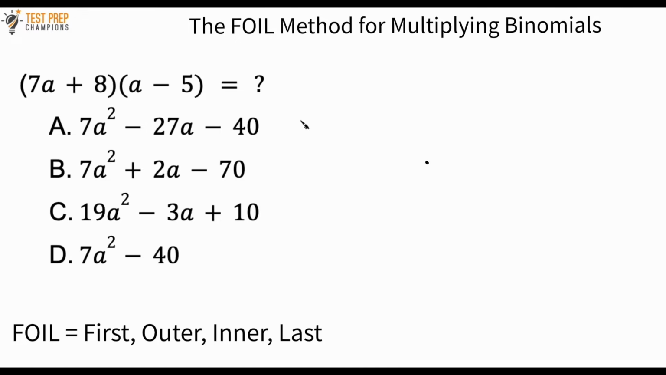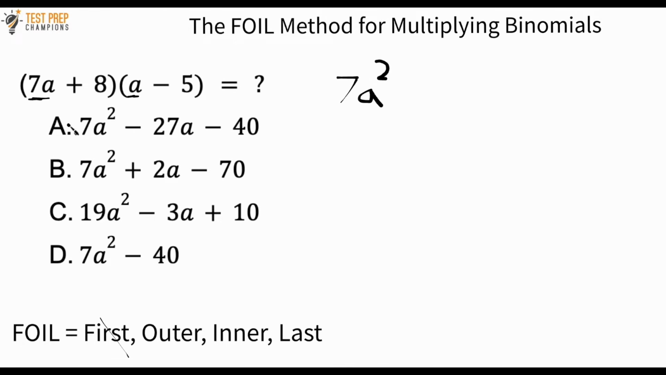Okay, the way we want to start this is by taking the first term in the first set of parentheses and the first term in the second set of parentheses, and we're going to multiply them. So what is 7a times a? 7a times a is 7a squared. So that takes care of the first.